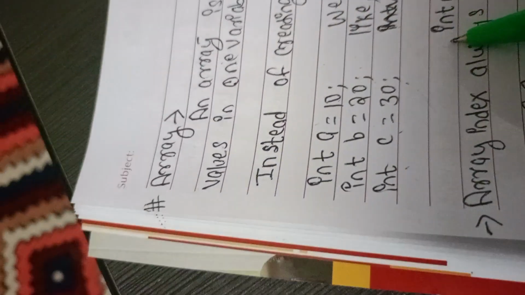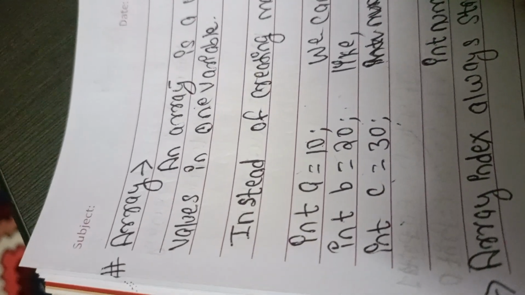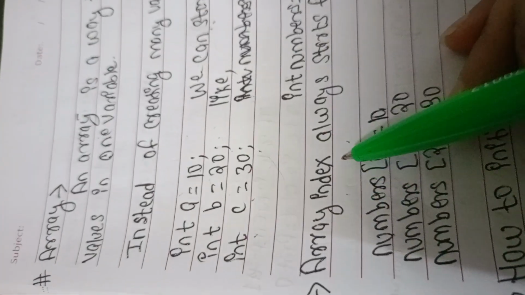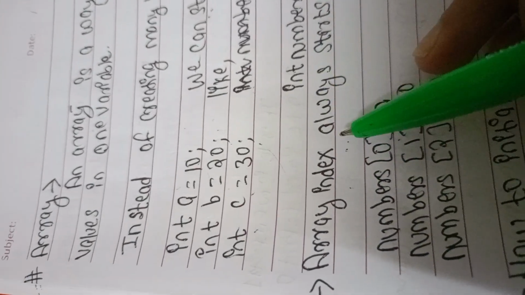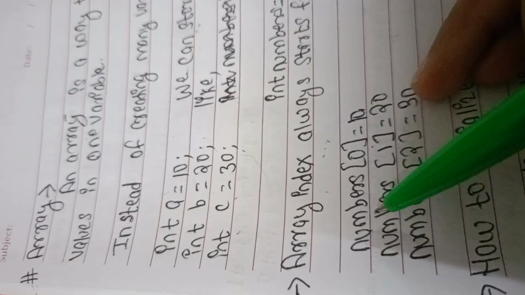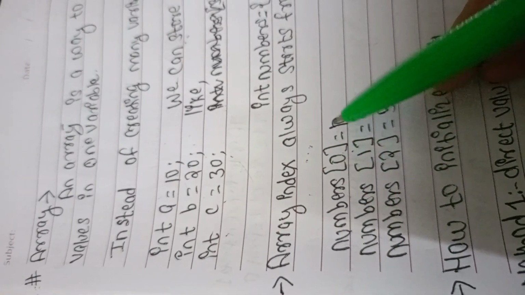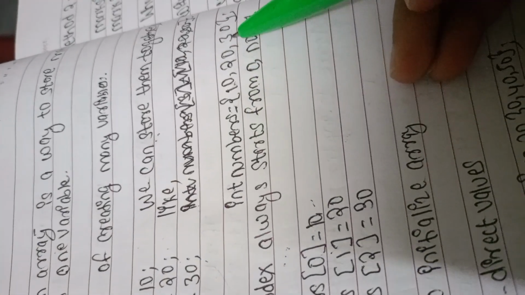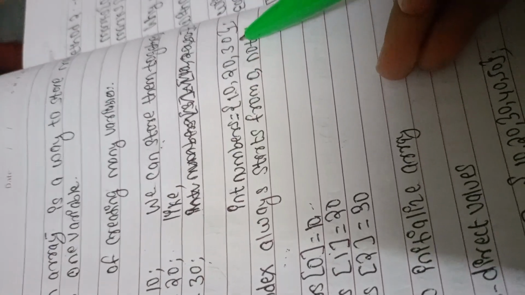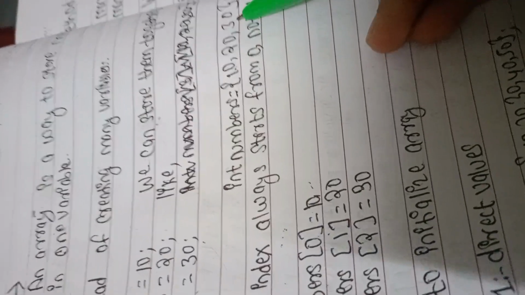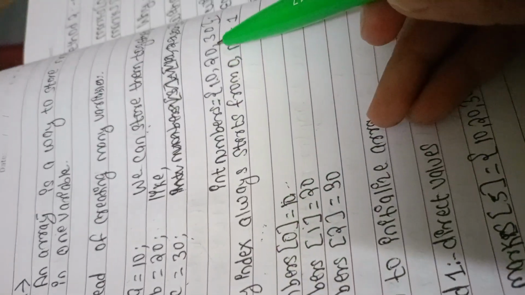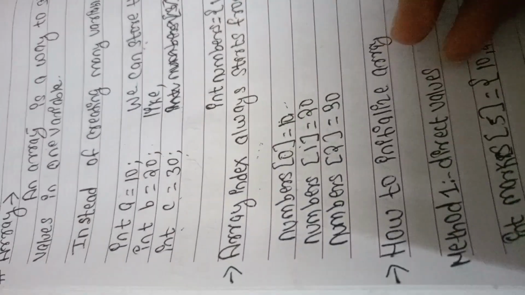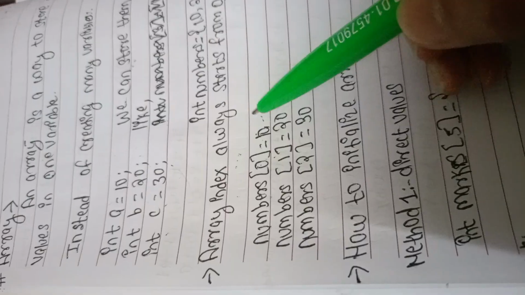So this is how you can store many values in one variable. So we have an array index. The array index will always start from 0, not from 1. So if we see number 0 is equal to 10. In the curly brackets, we have 10, 20, 30. So the values are 10, 20, 30, but the indexes are 0, 1 and 2. So number 0 is equal to 10, number 1 is equal to 20, number 2 is equal to 30. So the index will start from 0 in an array.